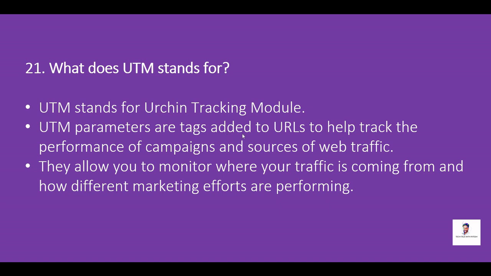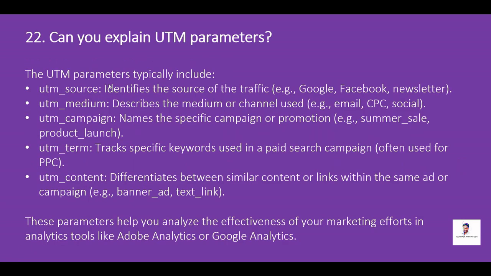UTM parameters are tags added to a URL to help track the performance of campaigns and sources of web traffic. They allow you to monitor where your traffic is coming from and how different marketing efforts are performing. So it's basically for tracking. So let's read more about UTM parameters.